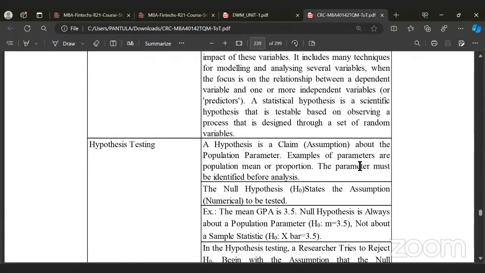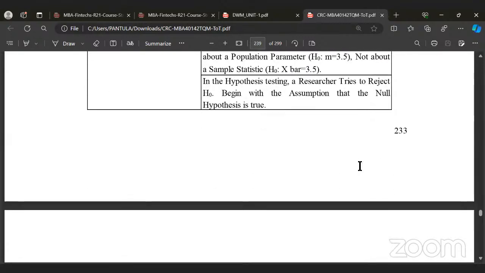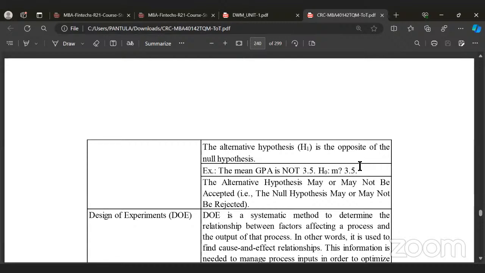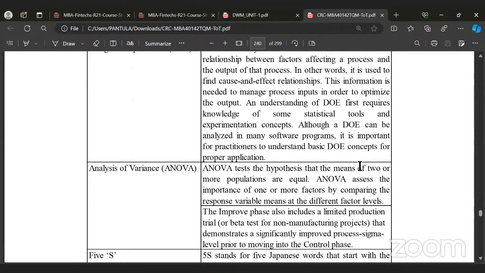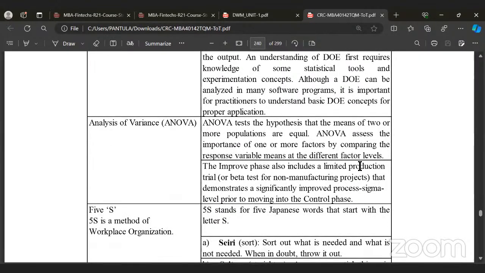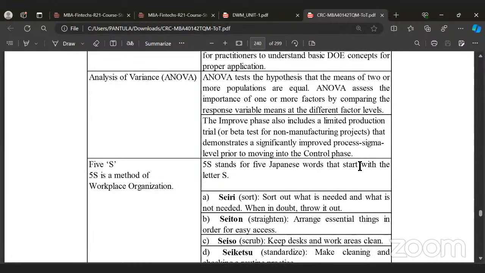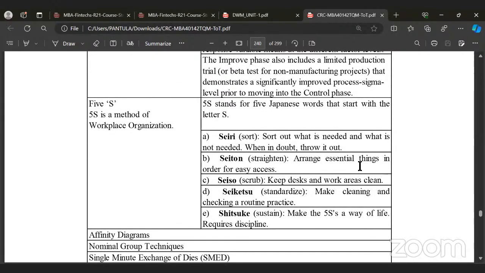Okay, there are null hypothesis and alternate hypothesis. Okay, and then design of experiments. So in this, we determine the relationship between factors affecting the process and the output, in other words to find the defect cause and effect relationship. And analysis of variance, ANOVA. ANOVA tests the hypothesis that two or more population means are equal. ANOVA assesses the importance of one or more factors by comparing the response variable.